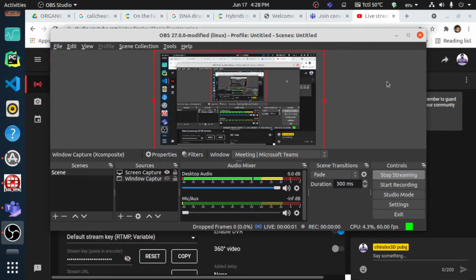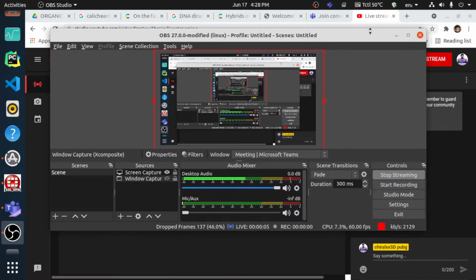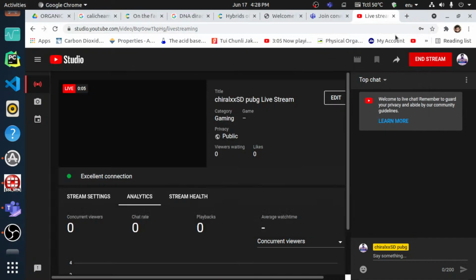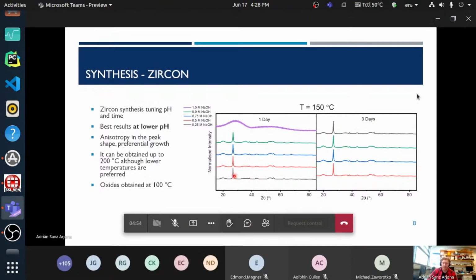Samples. First, we tried the zircon because it was the one that we thought would be easier to get. And we tuned it for different pHs. It shows better results at lower pH. We got really pure zircon in here, although it shows some anisotropy on the growth when it's formed.